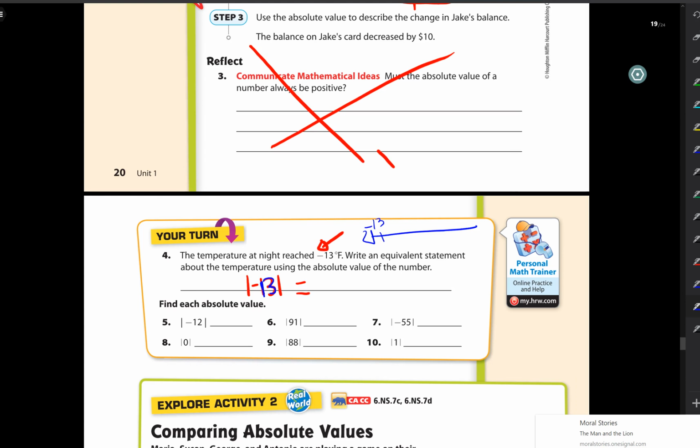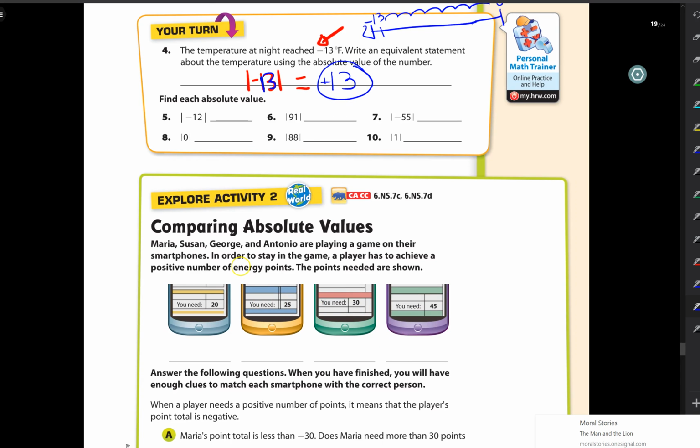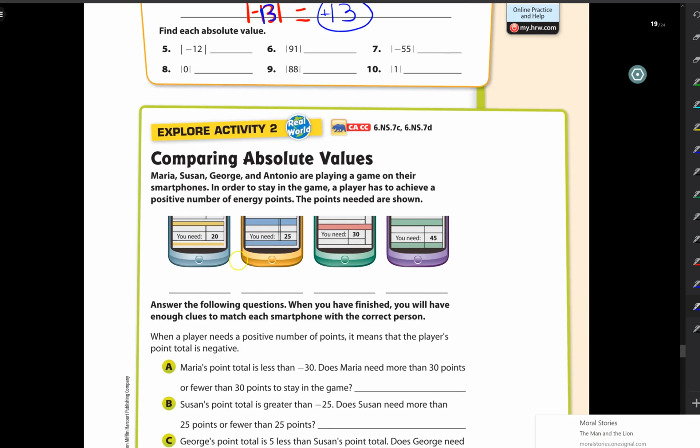So it's negative 13. 0 is all the way over here. How many places are we going to go? We're going to go 13 spots. So our absolute value would be positive 13. Now let's look at the next question. And we're almost done. Comparing absolute values.